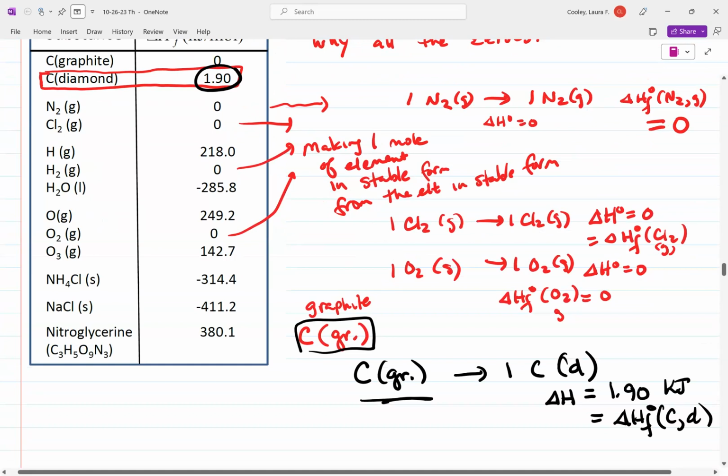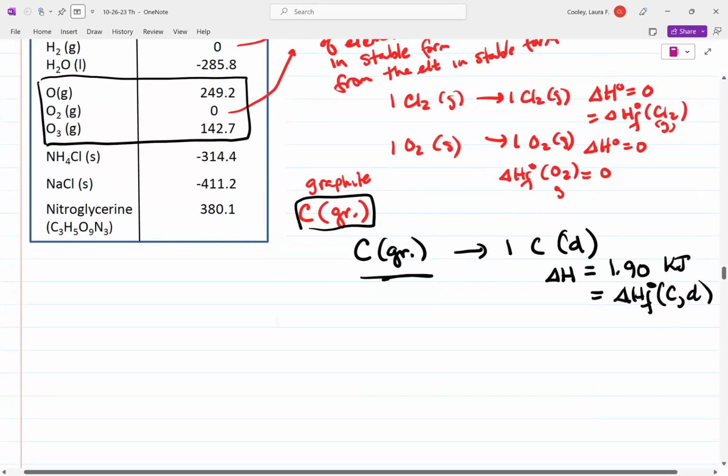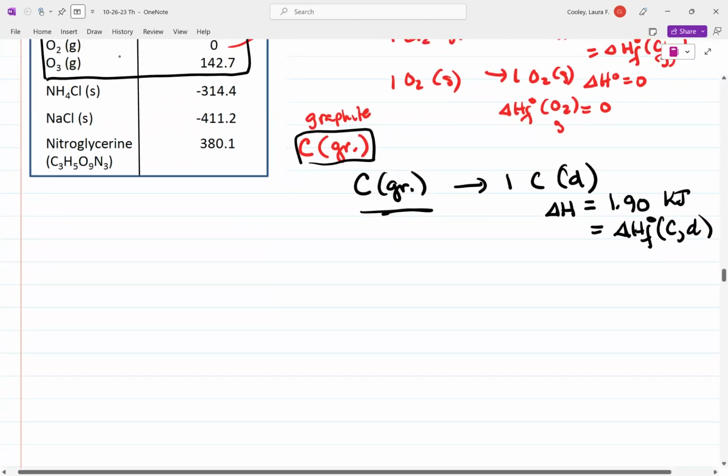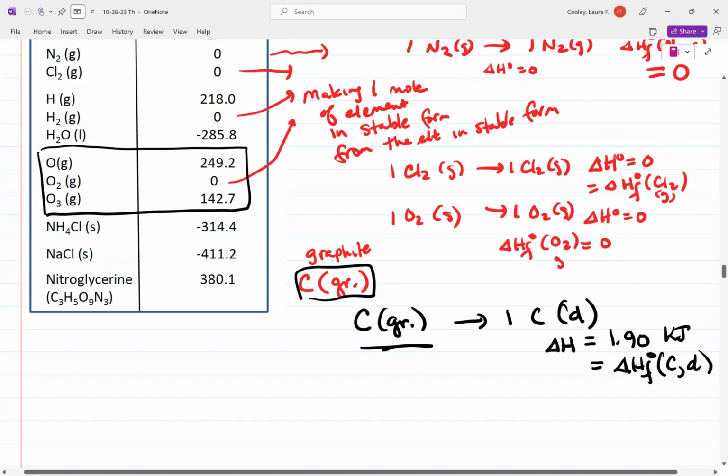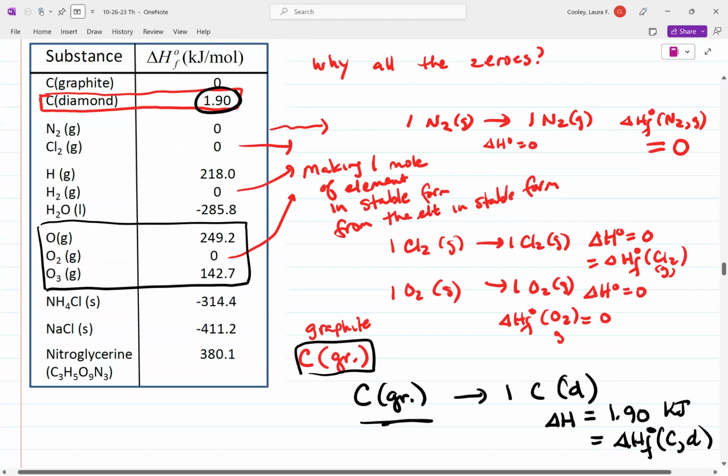So let me take a look closely at this. I'm actually going to rewrite that section of the table over here. It's just the state for this. It's not graphite diamond. It's the state that's different. The stable form of carbon is the state graphite, not the state diamond.